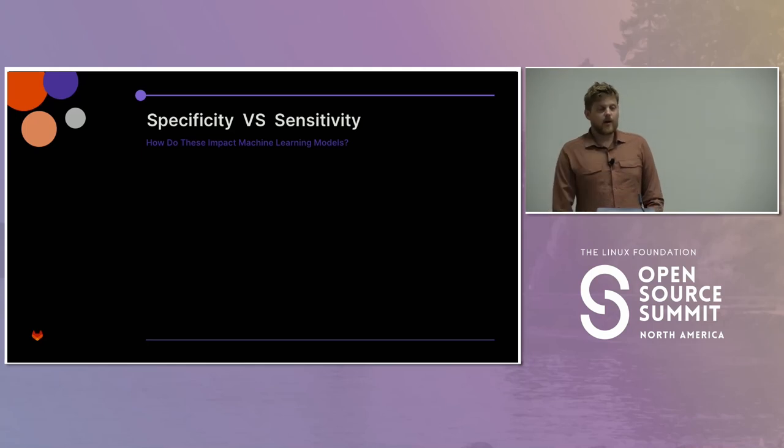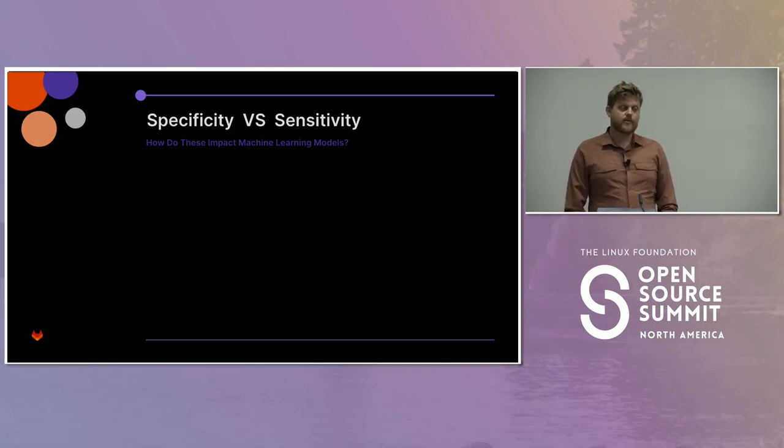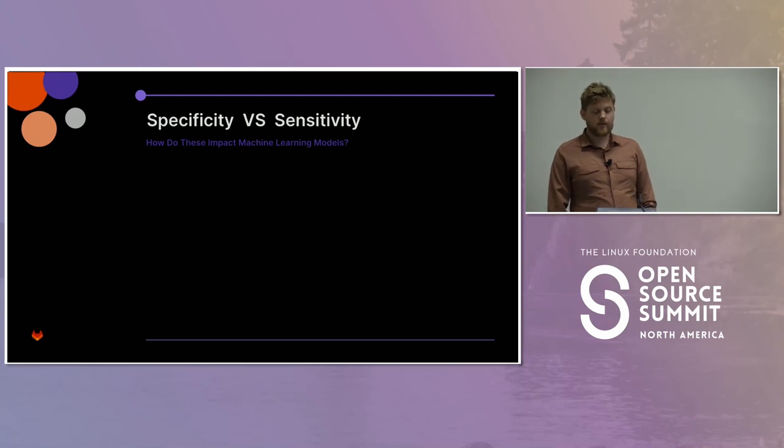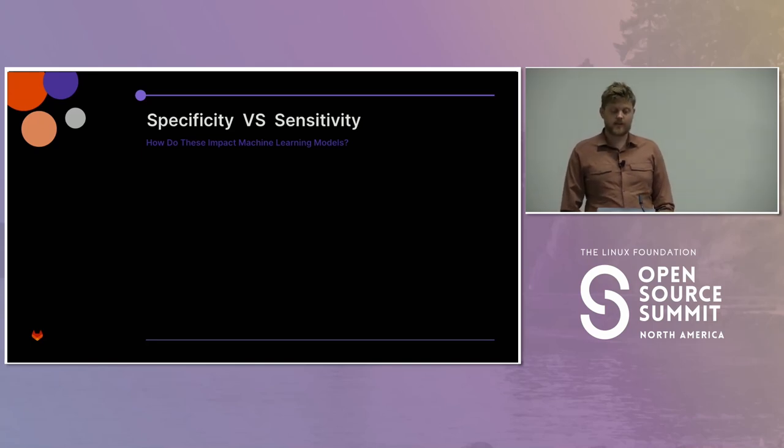Specificity, on the other hand, is a measure of how well a model can identify instances of negative cases. It is calculated by dividing the number of true negative predictions by the number of total actual negative examples. A high specificity means that a model is able to correctly identify most negative cases, while a low specificity means that the model is misclassifying many negative cases as positive.